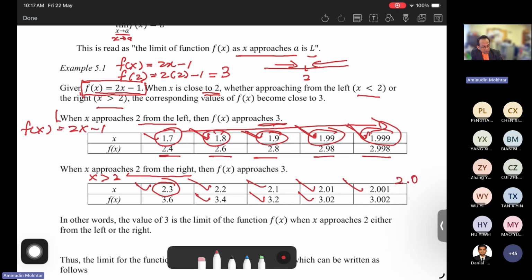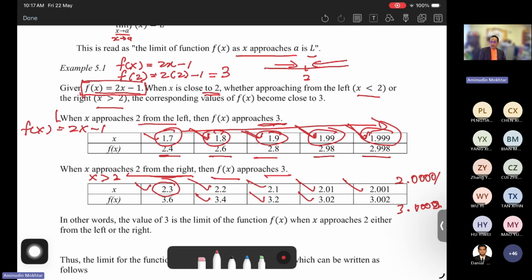And then you can continue this process. What happens as x gets closer to 2? y will get close to 3, such as 3.00002. The value of y is close to 3. This simulation shows what happens to f(x) when x approaches 2. For this example, we can conclude that when x approaches 2 from the right, the value of y approaches 3.